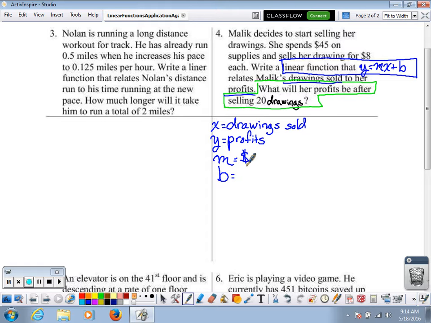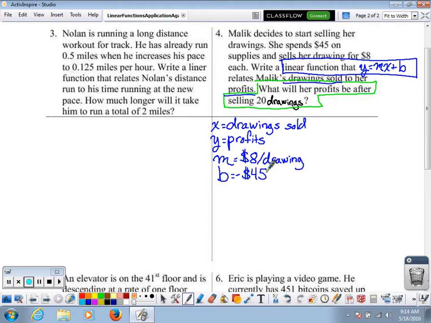$8. That's her profits per drawing. Okay, what about B? B is the y-intercept. It's our starting point. That's how many profits she has after selling 0 drawings. Negative 45. Why negative? Very good. Excellent. It's negative 45 because she spent $45.